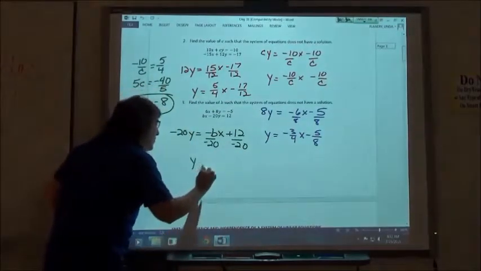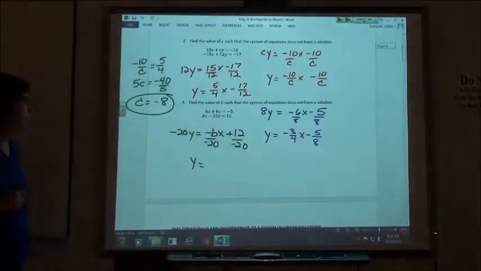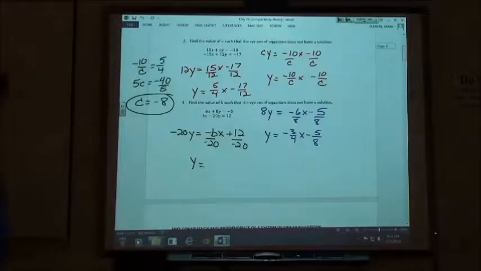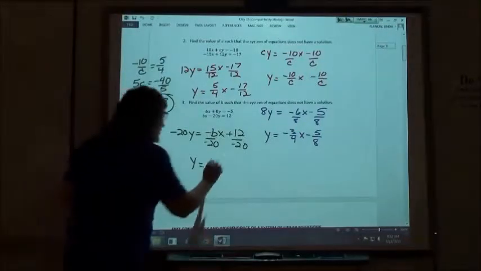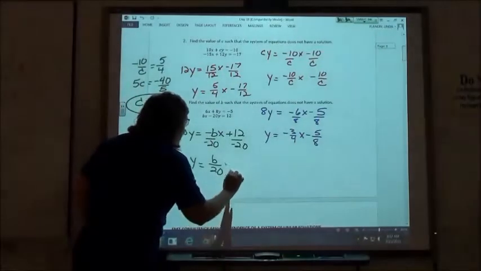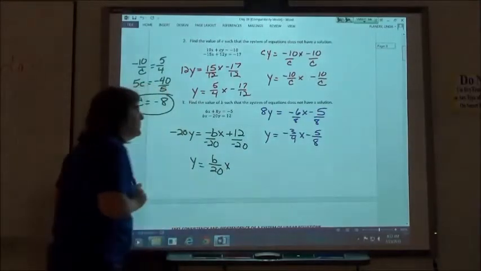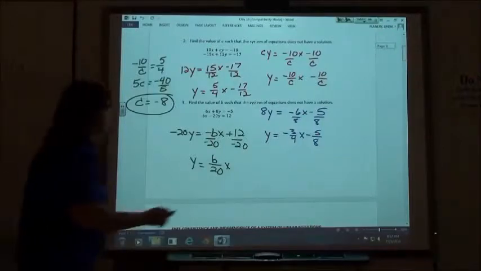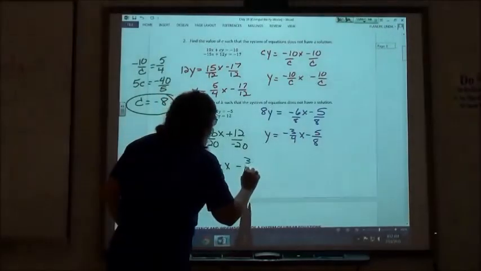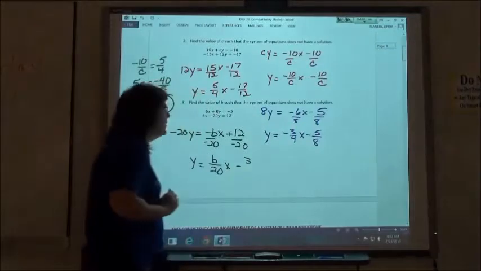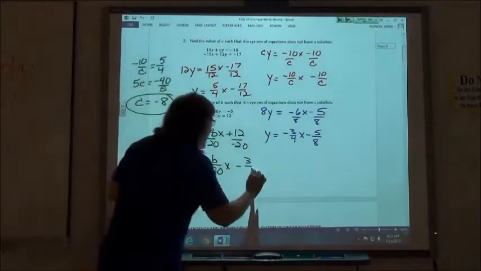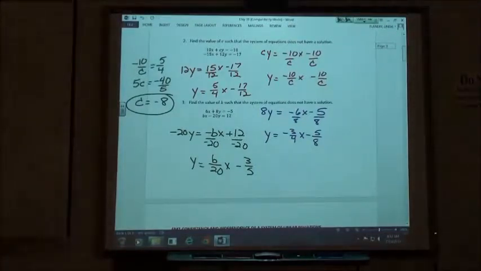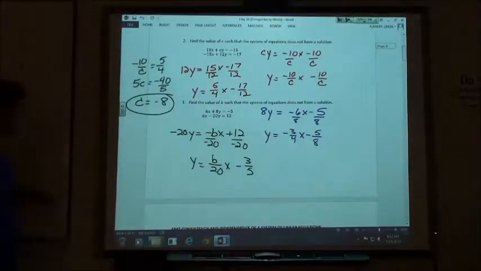So y equals bx over 20 plus, negative 3, you divided by 4, right? Oh, yeah, fifths then, right? Yep. Negative 3/5. Not that that would make a difference on this one, but we'll do some later where we will have to make sure we get that number right.